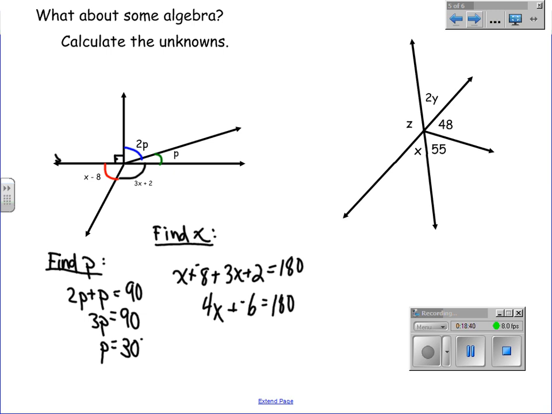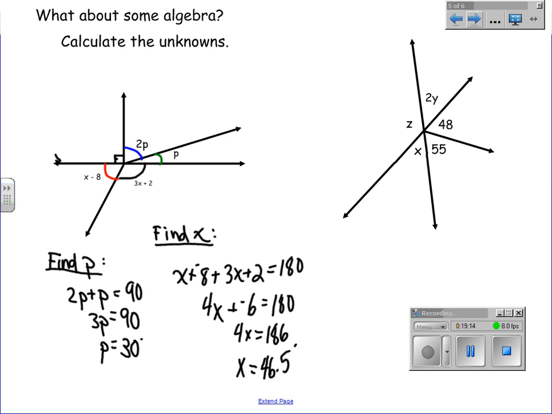What's the first step in solving here? Ellie? You have to add 6 to both sides. Add 6 to both sides. So you get 4x equals 186. And then you divide, and you get x equals 46.5 degrees. It's all right to not have a whole number, okay? Those of you who got stuck with your algebra, did you get it straight? Yep. All right.